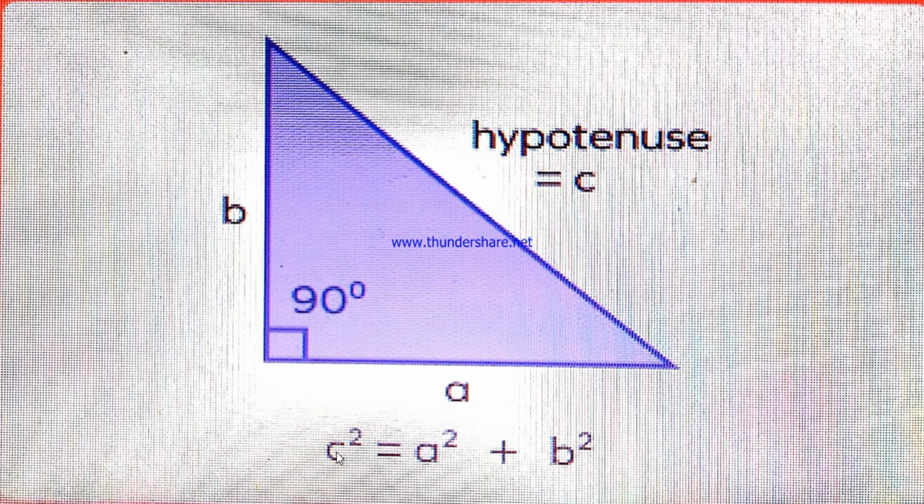When we calculate the value of c, we will put the value of a and the value of b. We get the c value. When we want the a value, we will put the value of c and the value of b. If we want the value of b, we will put the value of c and the value of a. We get the value of b.